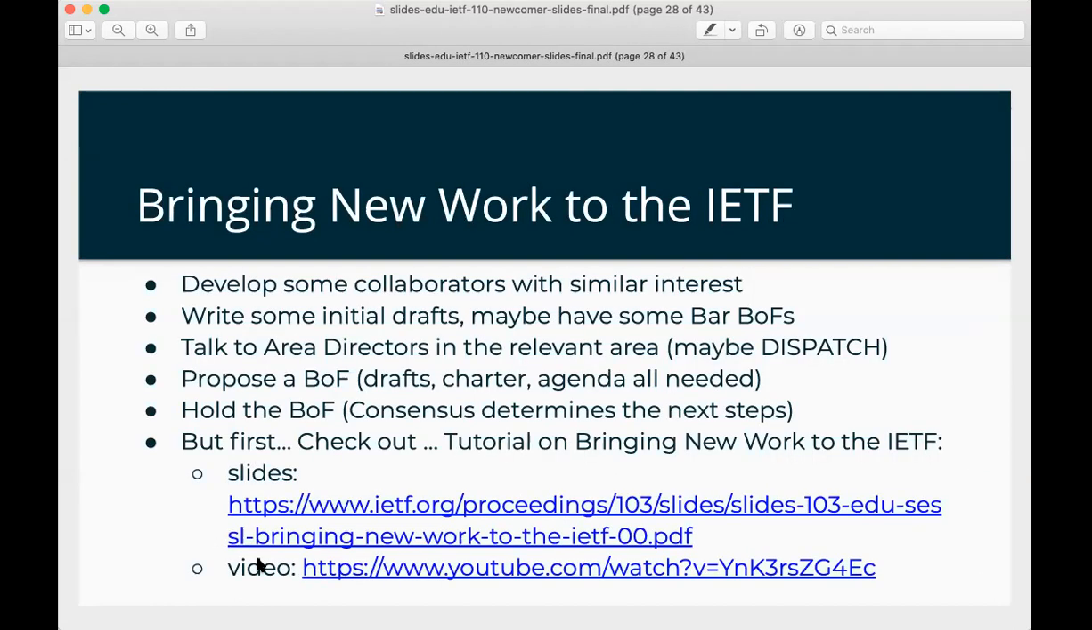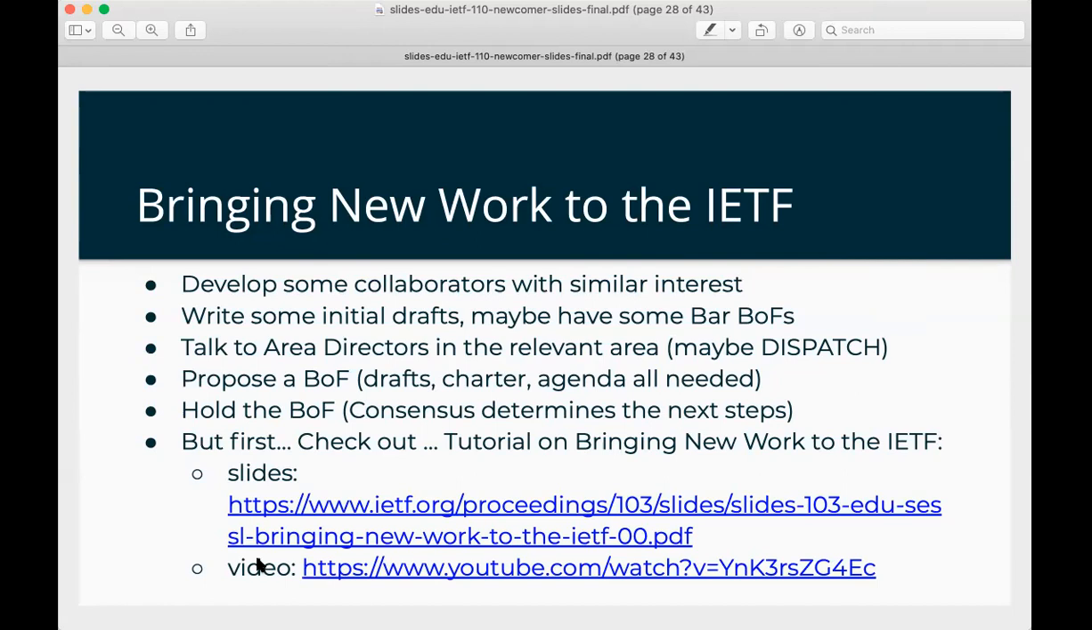All right, bringing new work to the IETF. So I mentioned this a little bit earlier. Step one, probably in my mind the most important step, is you need to find some collaborators that have a similar interest. And there are ways to do that. Do a side meeting, do a hot RFC, post to a mailing list that might be related, to say, anybody who's interested in working on this, come join me.